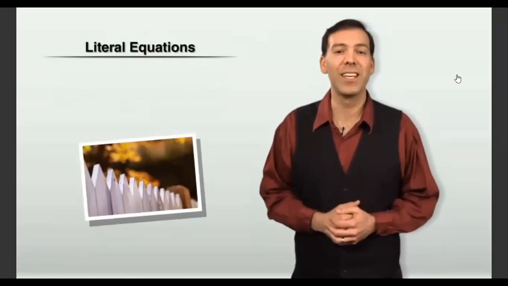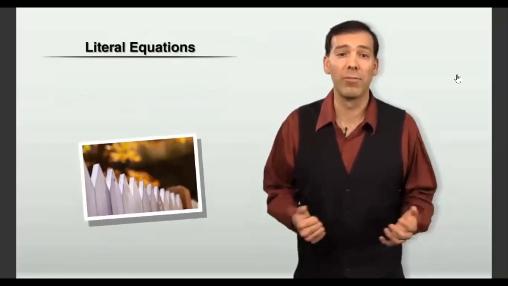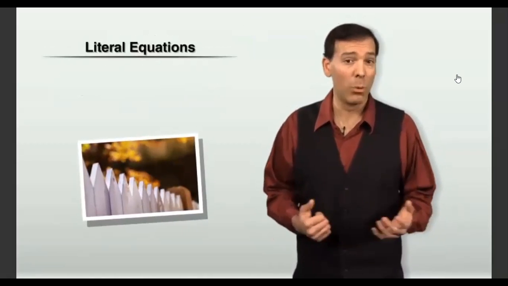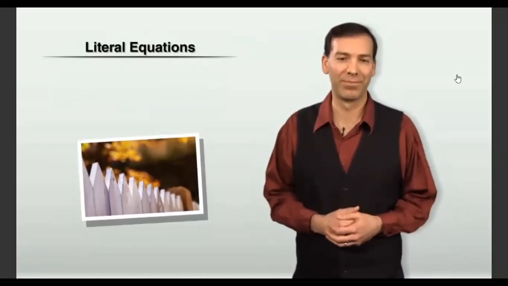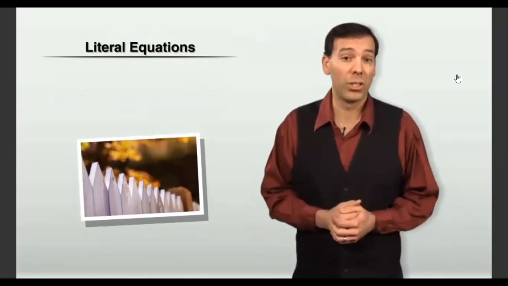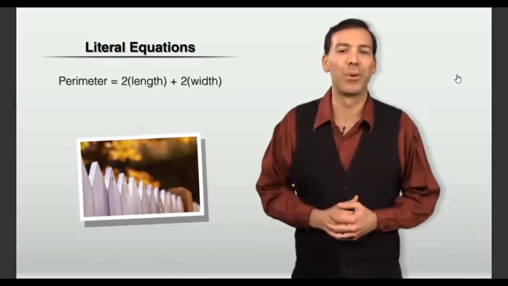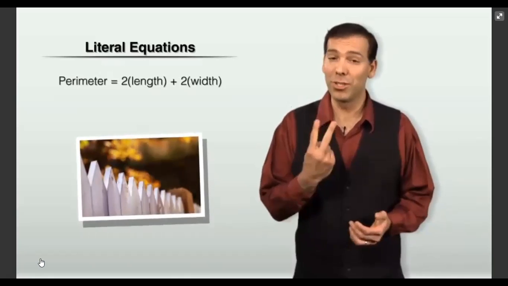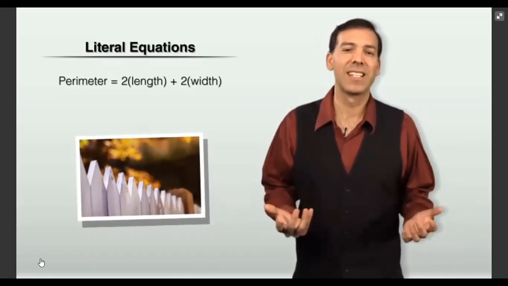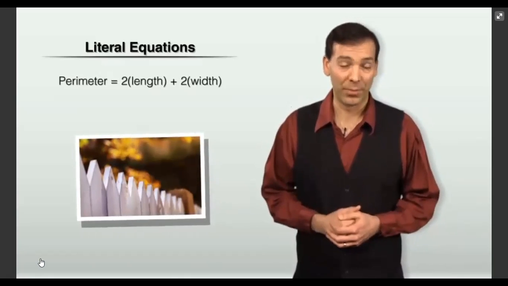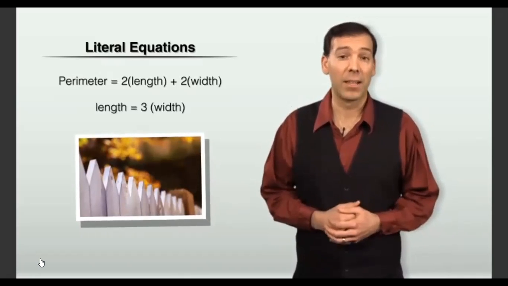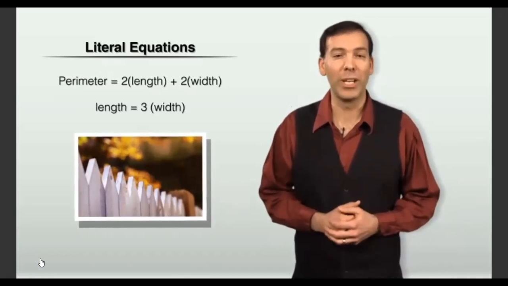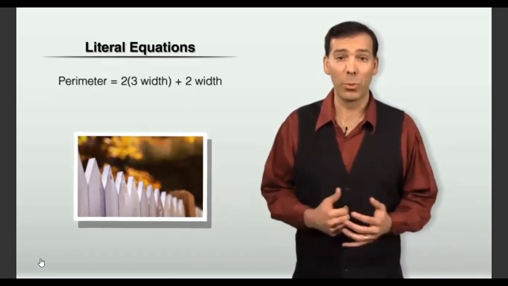Dan wants to fence in his yard. He has 240 feet of fencing and wants to fence in a rectangular space in which the length is 3 times its width. How wide and long should each side be? Start with the perimeter of a rectangle. Perimeter is 2 times the length plus 2 times the width. This is an example of a literal equation. Next, substitute the fact that the length is 3 times the width. That means length equals 3 widths. Substitute 3W for L.